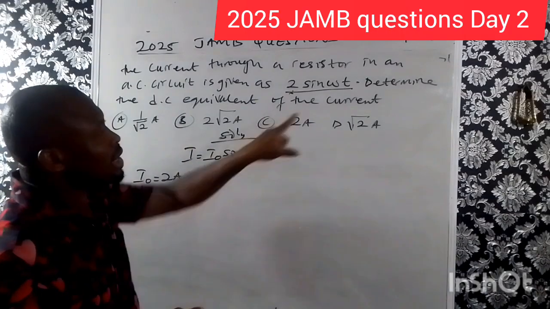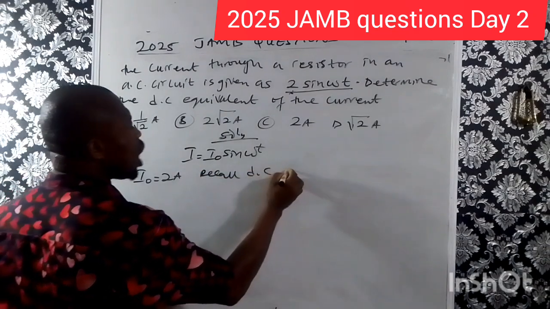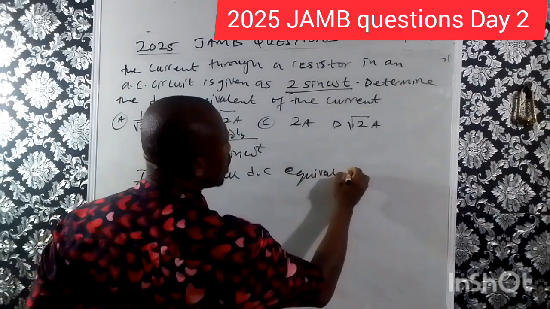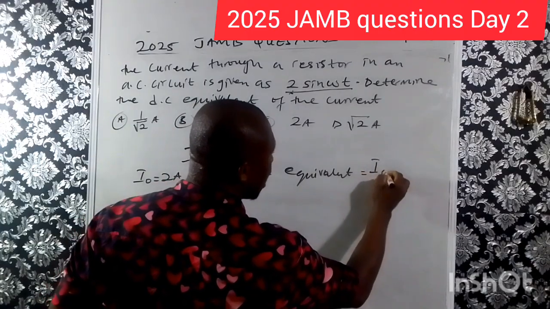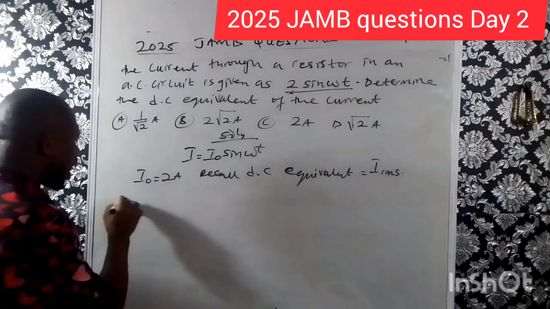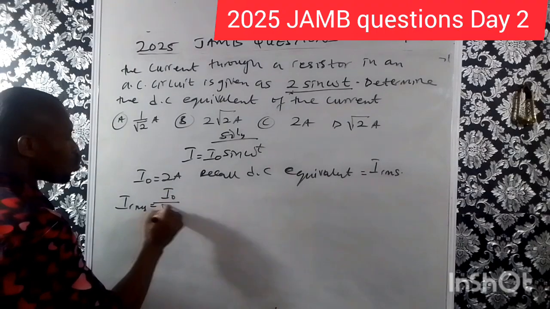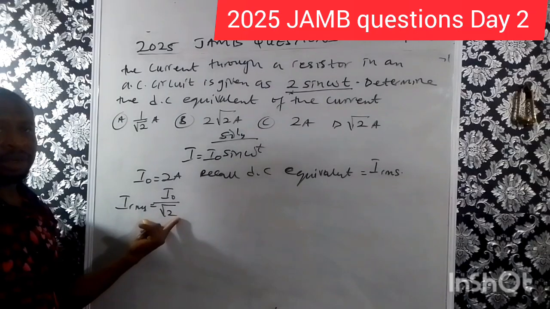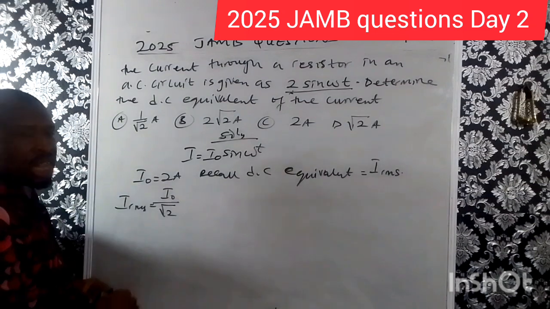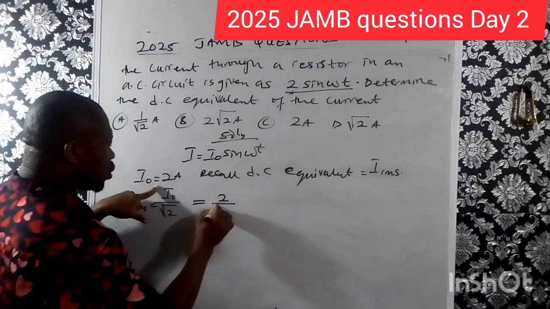Now, for the DC equivalent, recall that the DC equivalent is the IRMS. Therefore, we now have that IRMS is equal to I naught all over square root of 2. This is the formula. We are looking for this. In other words, I naught is 2. Put it here. So we now have 2 all over square root of 2.